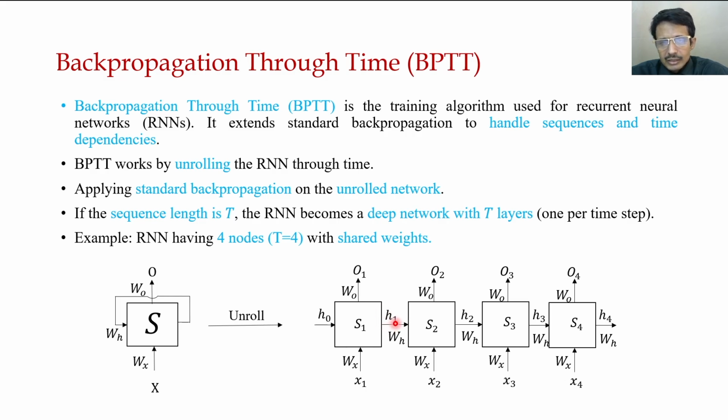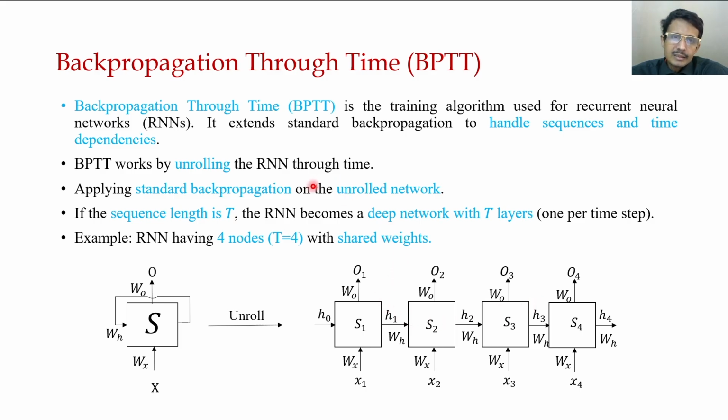Now when we get h1, we can use another weight matrix, that is Wo, to get the o1. So this is more or less what we have discussed in great detail in the previous lecture.